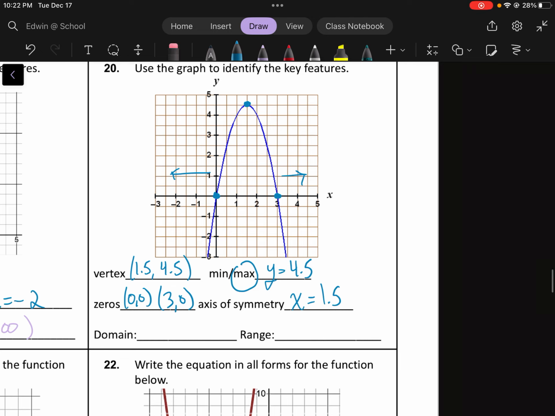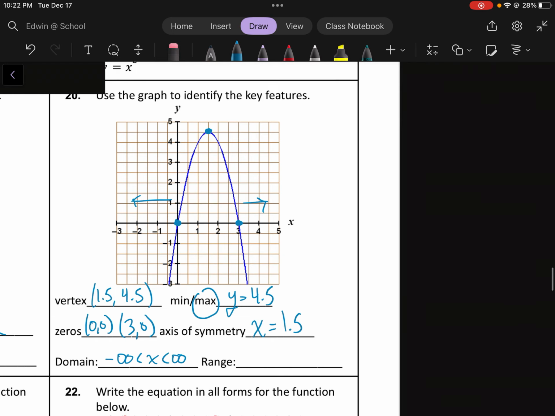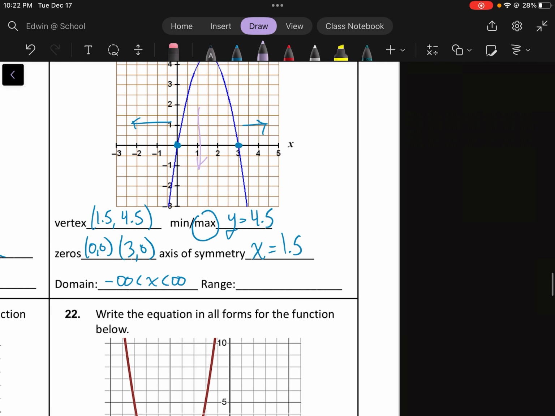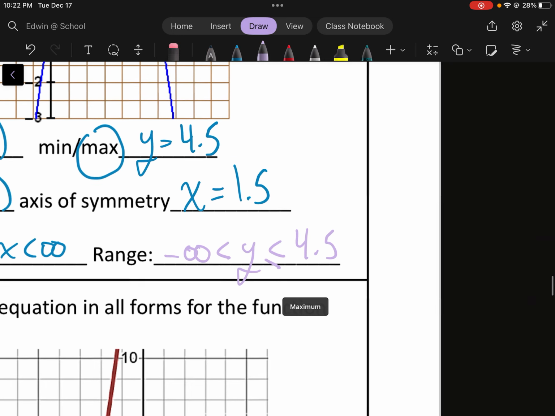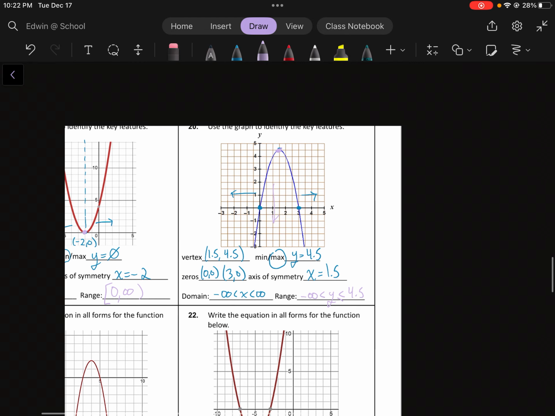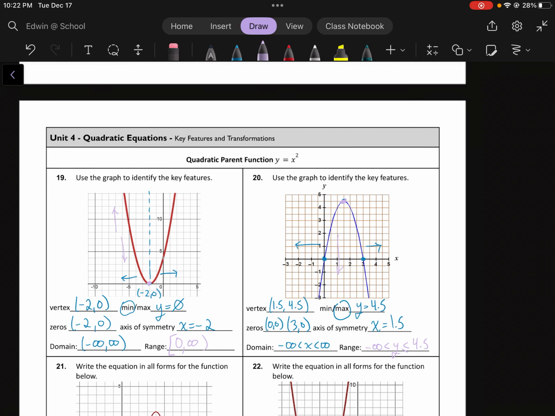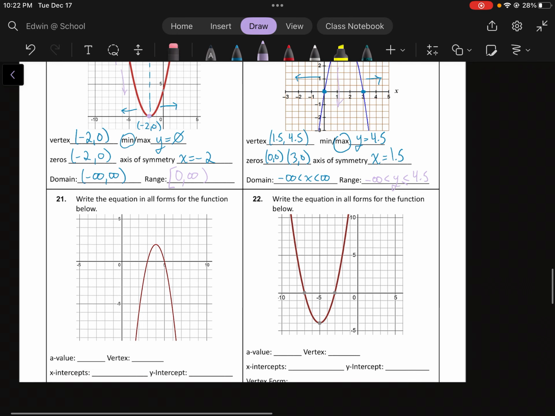Domain and range. Okay, domain, it goes to the left and right forever. So we have negative infinity is less than x is less than infinity. It goes down forever and reaches all up here, all the way up to that point. So negative infinity, because it goes down forever, less than, and then less than 4.5, which is the max. Keep in mind there's a little equal symbol underneath that inequality. So I wrote the domain and range differently for examples 19 and 20, but essentially they represent the same things for their own respective graphs. It's just a different way to write it.